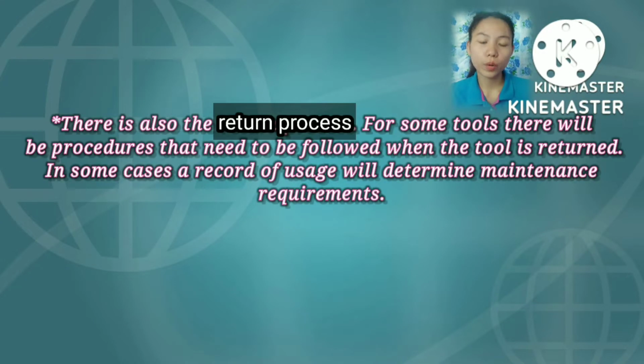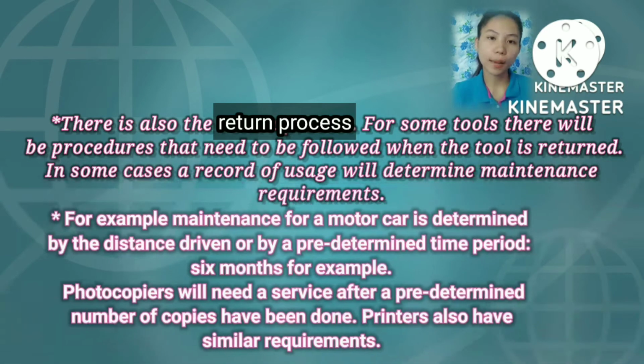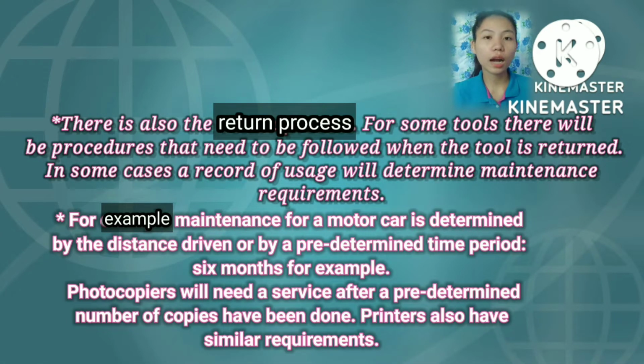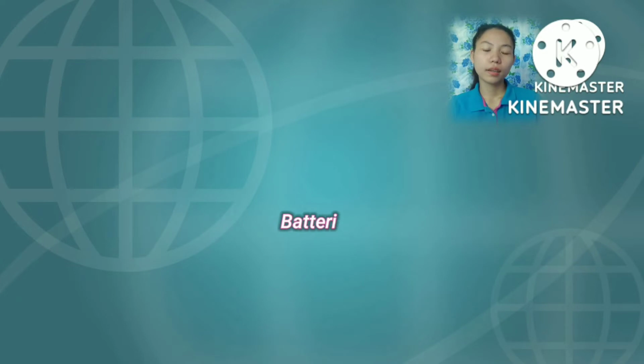There is also the return process. For some tools, there will be procedures that need to be followed when the tool is returned. In some cases, a record of usage will determine maintenance requirements. For example, maintenance for a motor car is determined by the distance driven or by a predetermined time period, 6 months for example, and photocopiers will need a service after a predetermined number of copies have been done. Printers also have similar requirements.